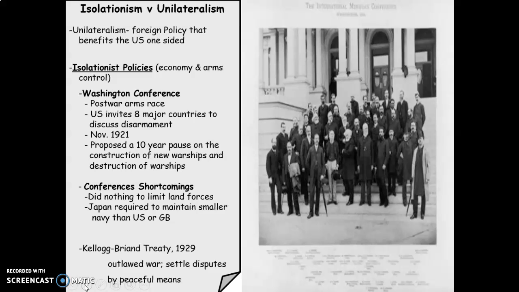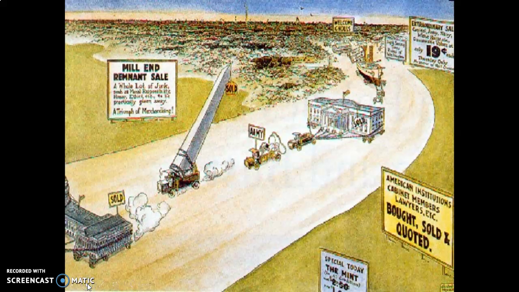And of course, 1929, we're going to talk about the Kellogg-Briand Pact. This outlaws war and says it is illegal to start a war, settle disputes by peaceful means only. We negotiate this one as well. A number of other nations sign it, so we are involved in world politics.